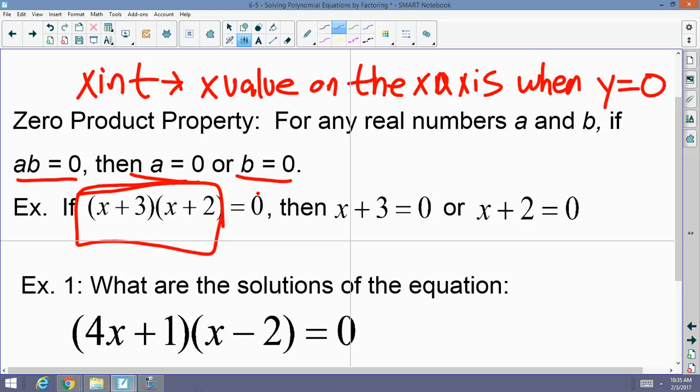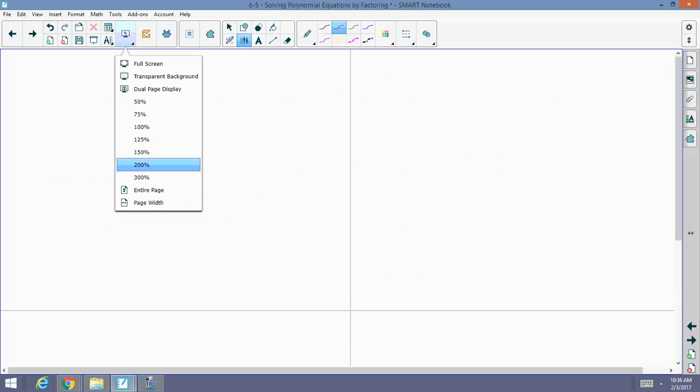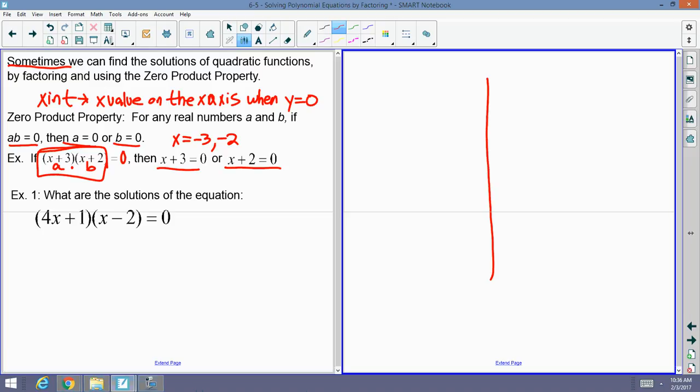So I'm setting y equal to 0, and this is my a times this is my b. Whenever I have a product of two values, whether they are complicated or easy polynomials, if I have a product that equals 0, each factor of that product must be set equal to 0. So therefore, x plus 3 must be set equal to 0, and x plus 2 must be equal to 0. So in this particular case, x equals -3 and -2. But what does that mean to us? That means that on a graph at -3 and at -2, there's a quadratic function crossing through there.